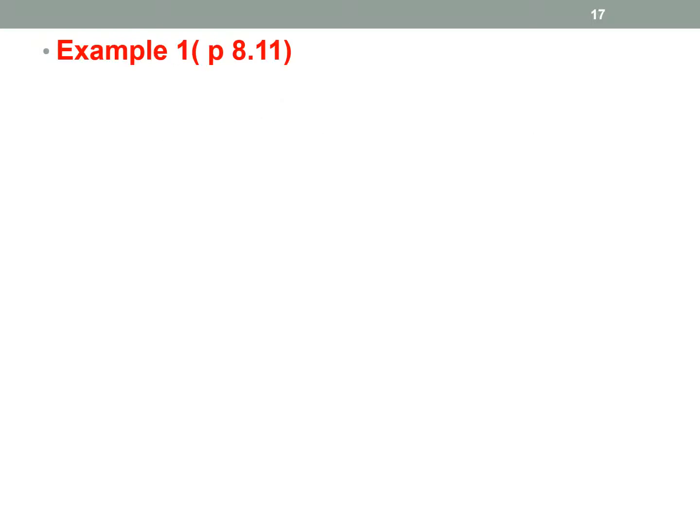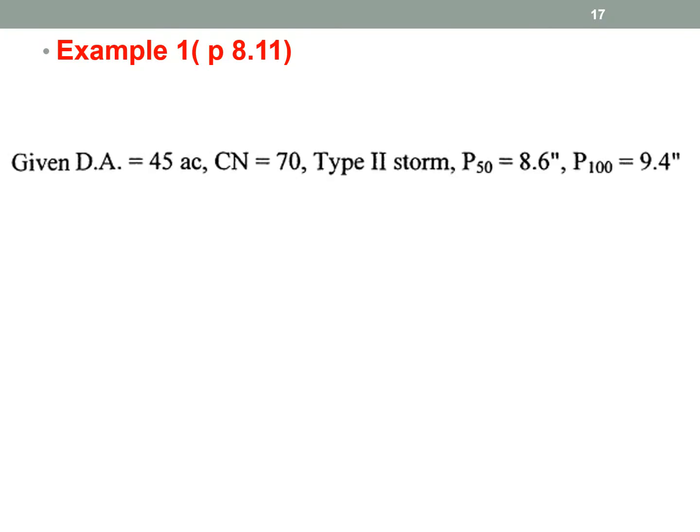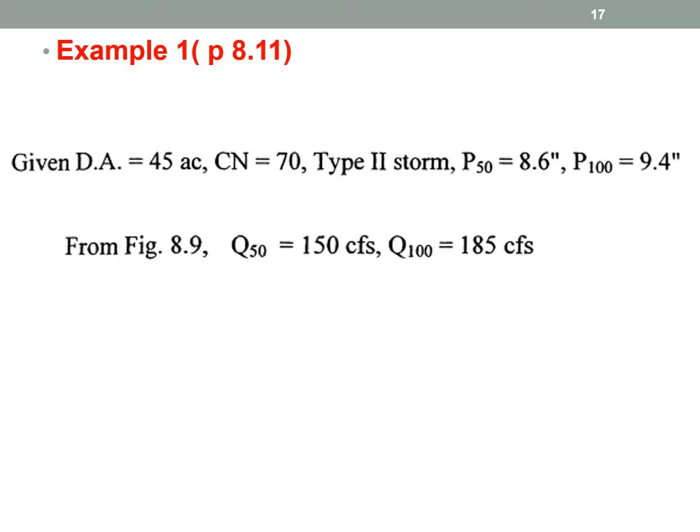Example: there is one example here, problem 8.11. Given drainage area is 45 acres and curve number is 70, type 2 storm, P50 is 8.6, so P100 will be 9.4. Try to use the curve that I showed in previous slides and find the numbers. So from figure 8.9, Q50 will be 150 CFS and Q100 simply will be 185 CFS.